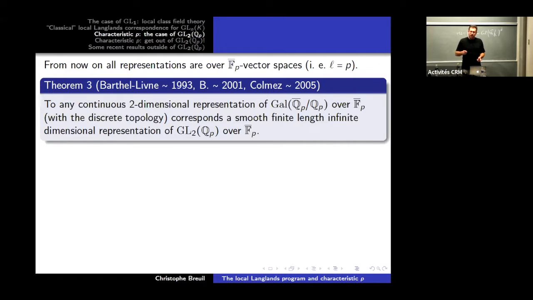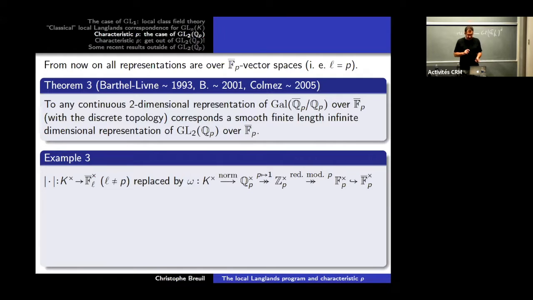But now the proofs are completely different from the case L different from P or C. And I want to give you one example which shows how it can be different. The first is the p-adic norm. You cannot reduce it mod P: 1 over P, mod P gives 1 over 0, which doesn't exist.